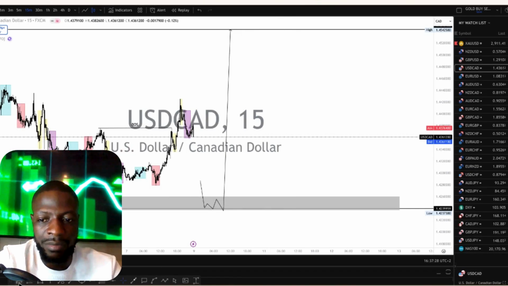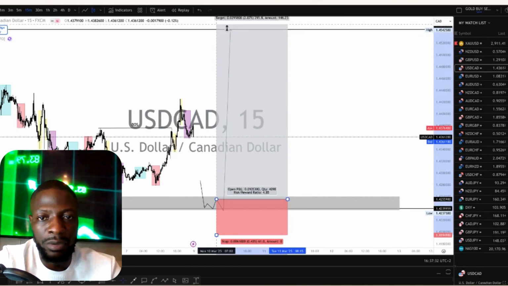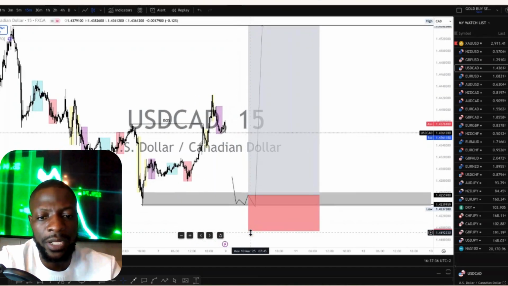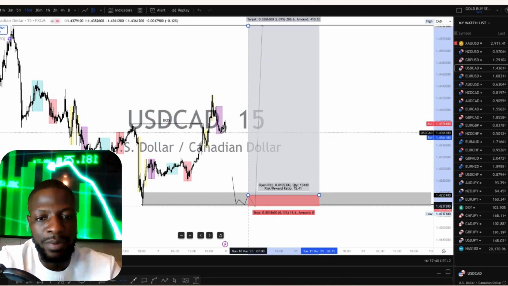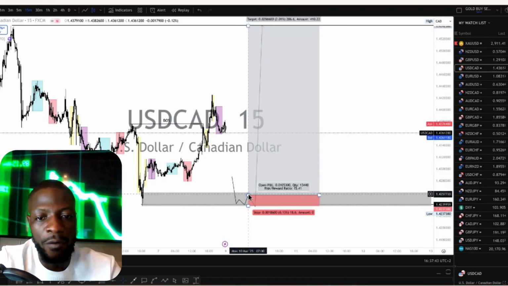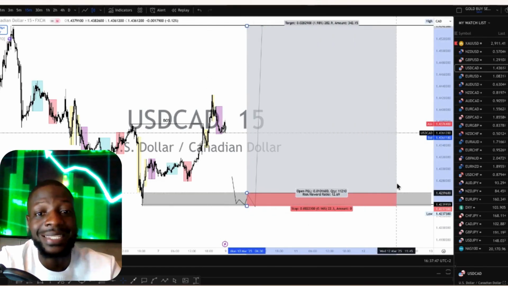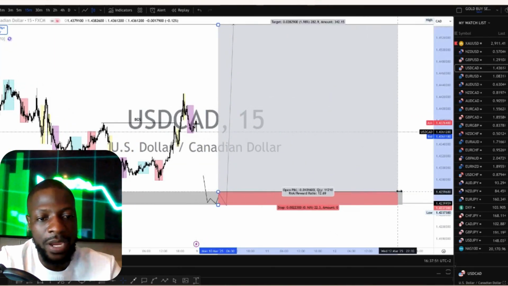So this is my idea on USDCAD. I'll be looking for buys right here. Let's do that. Of course, not with this big of a stop loss. I would wait for a change of character on the lower time frame, which will make my stop loss much, much, much smaller. I hope you understand what I mean.